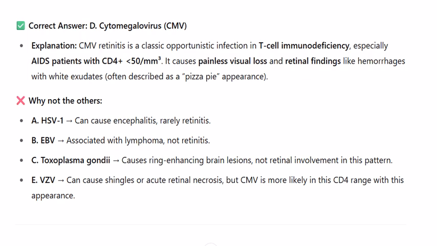Why not the others? A. HSV1 can cause encephalitis, rarely retinitis. B. EBV is associated with lymphoma, not retinitis. C. Toxoplasma gondii causes ring-enhancing brain lesions, not retinal involvement in this pattern. E. VZV can cause shingles or acute retinal necrosis, but CMV is more likely in this CD4 range with this appearance.